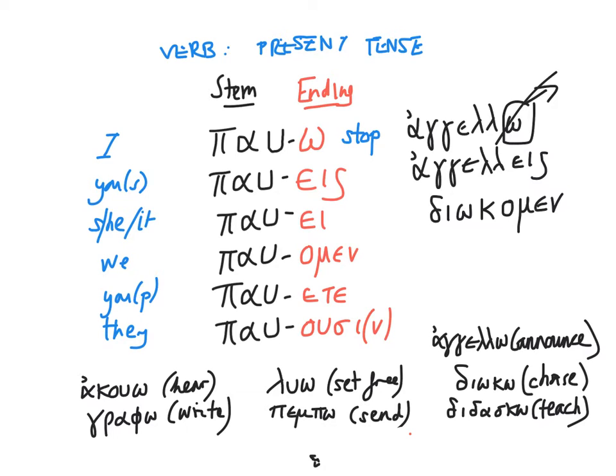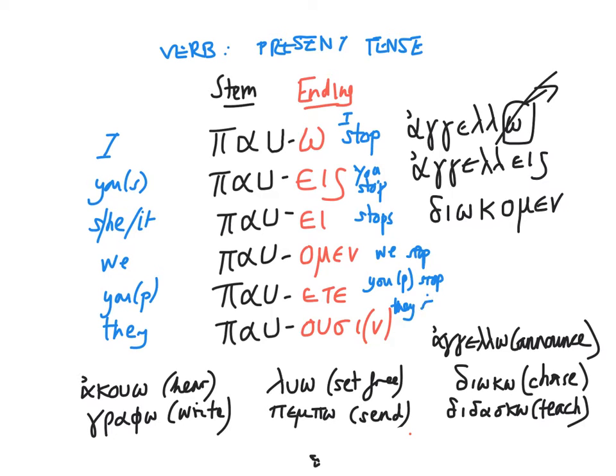If it has an omega on the end, it's I stop. But if it has the ending eis, then it's you stop. That's you singular. If it ends in ei, then it's he stops, or she, or it. Somebody stops. Omen on the end is for we stop. Ete on the end tells you, again, you stop, but this time it's you plural, more than one person. And finally, the ending ousi means they stop.